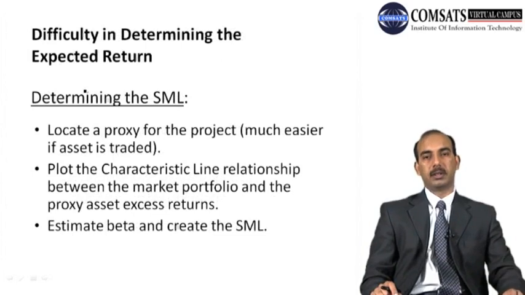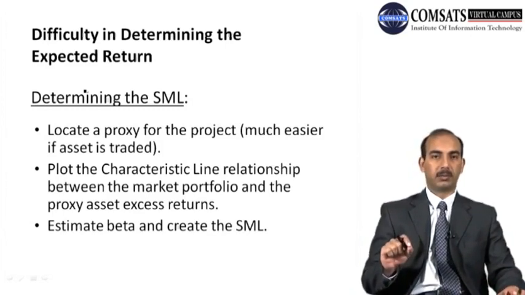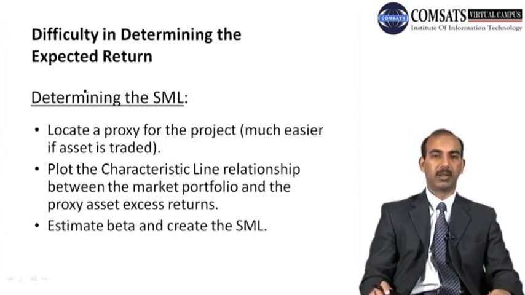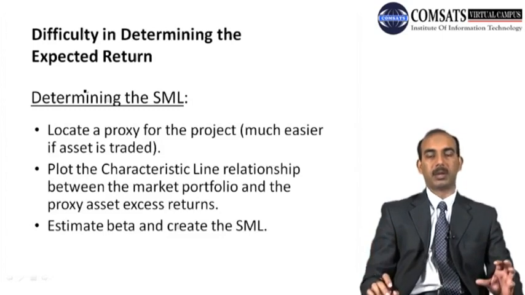And there are certain difficulties while calculating the project specific required rate of return, because when we calculate the security market line, we have to determine a proxy. To locate a proxy for the project is much easier if assets are traded. If a firm's assets are being traded in the market, then the information is available. And if the stocks or the assets are not being traded in the market, the information is not available for that particular project. So to locate a proxy will be very difficult.